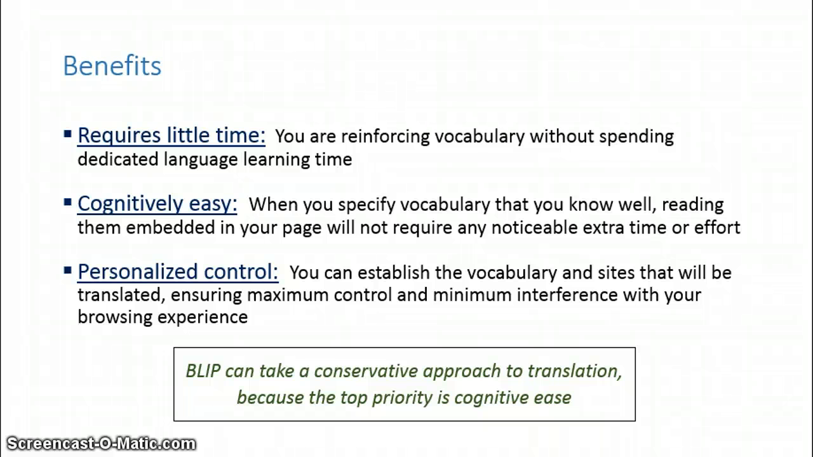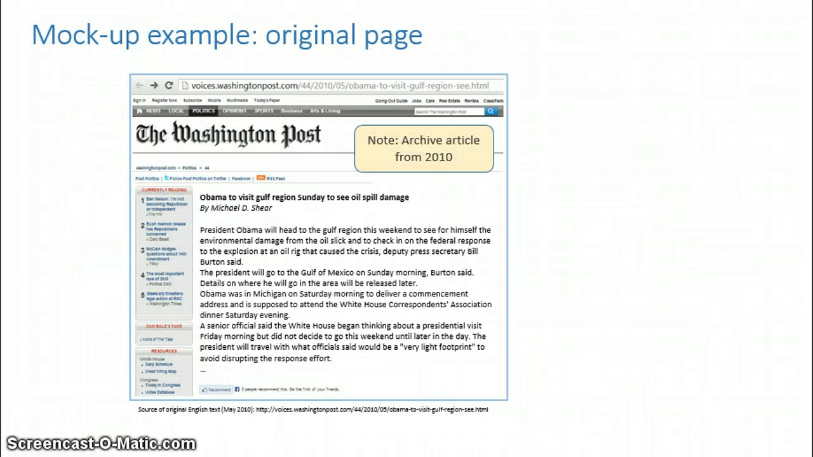Now, the good news is that in this application, there is no imperative to translate. You already understand the meaning. So BLIP can take a very conservative approach to translation. And when in doubt, if there's a lot of potential for ambiguous translation, for example, BLIP can do nothing and not translate in those situations. And thus, the whole idea is to make this as seamless as possible in terms of a reading experience for you. Now, let me walk you through an example to maybe illustrate this a little bit.